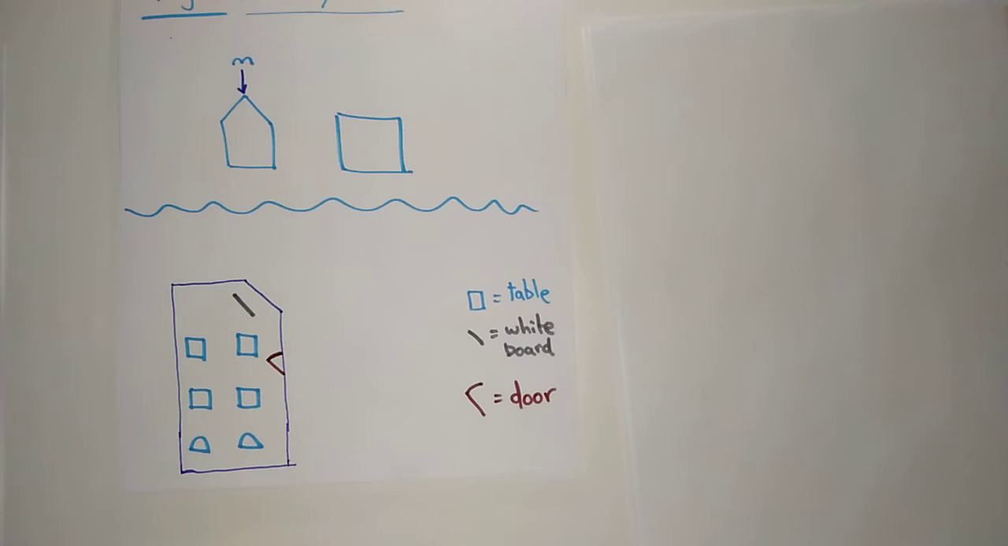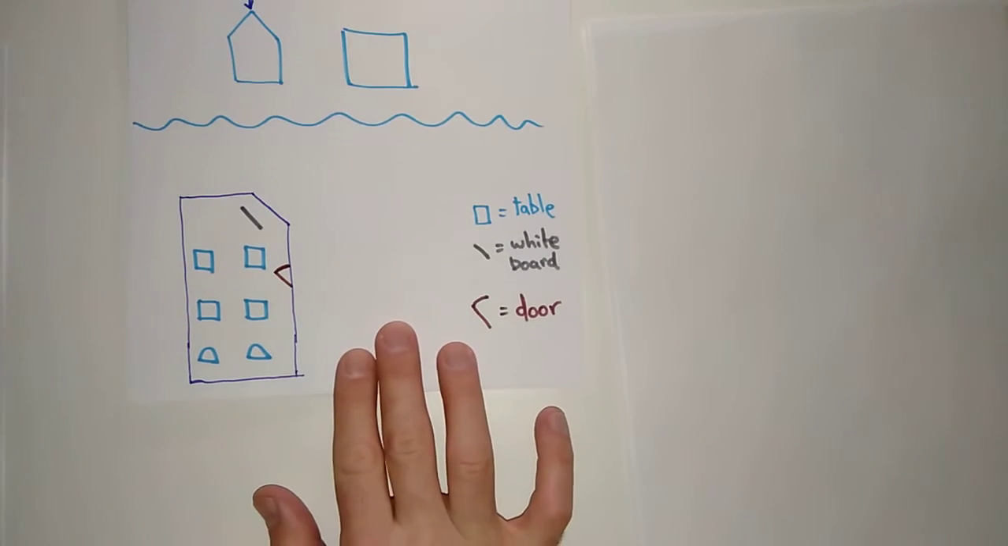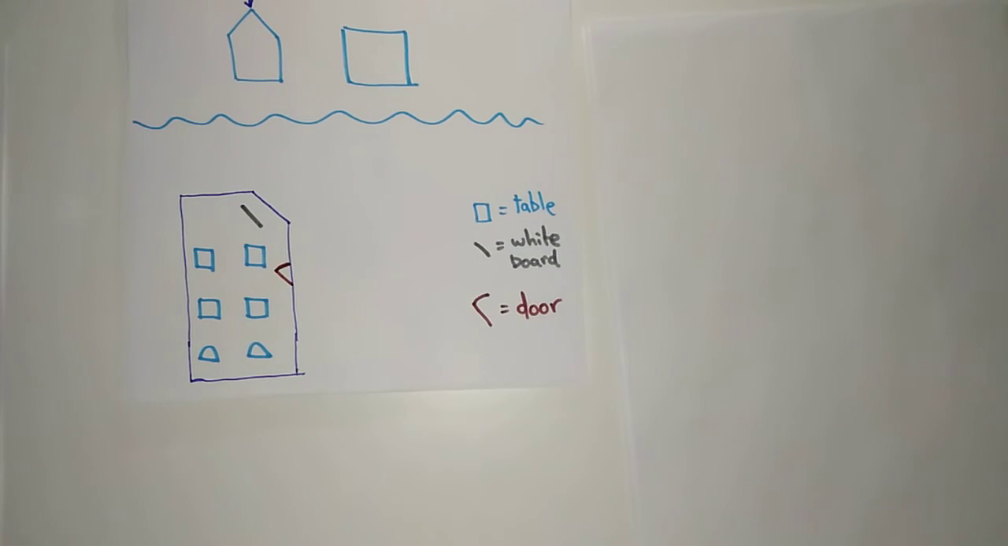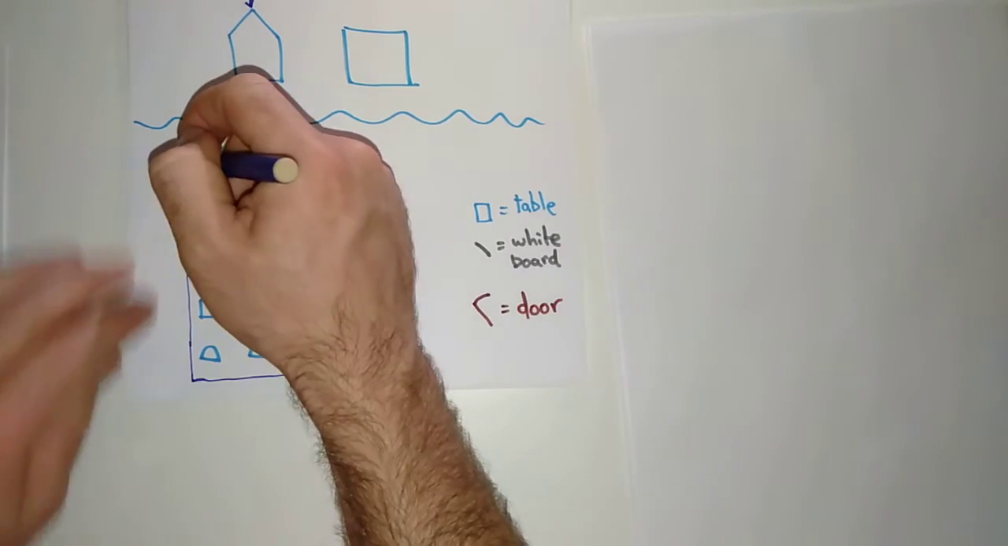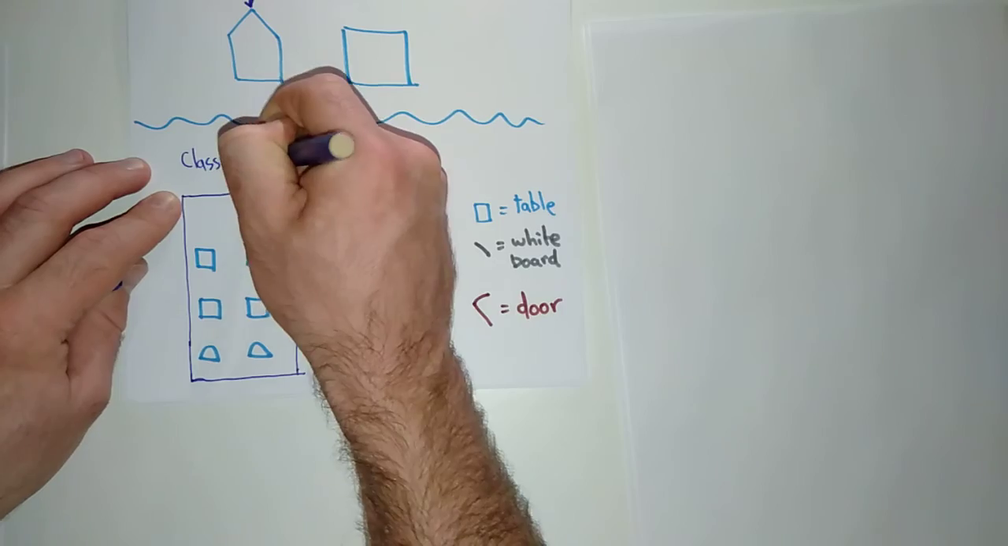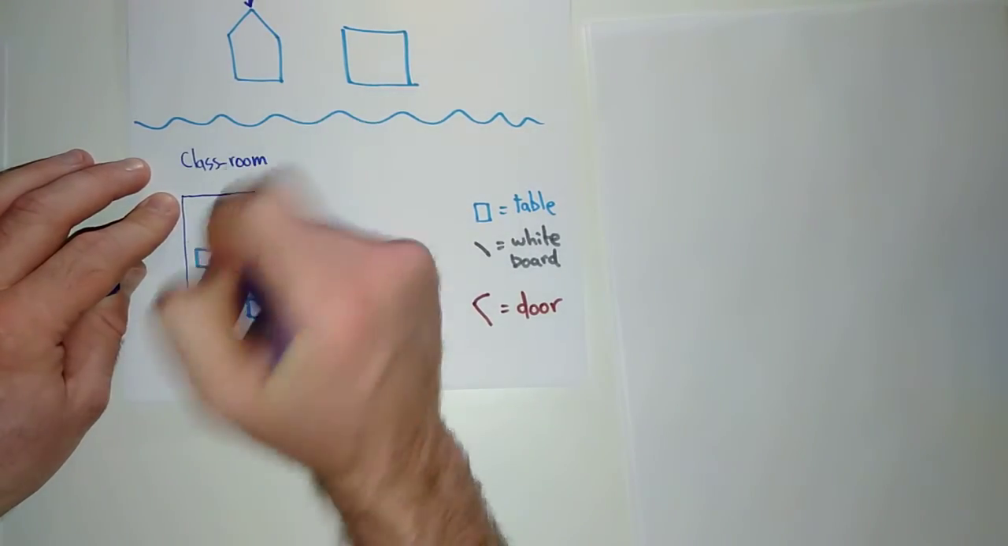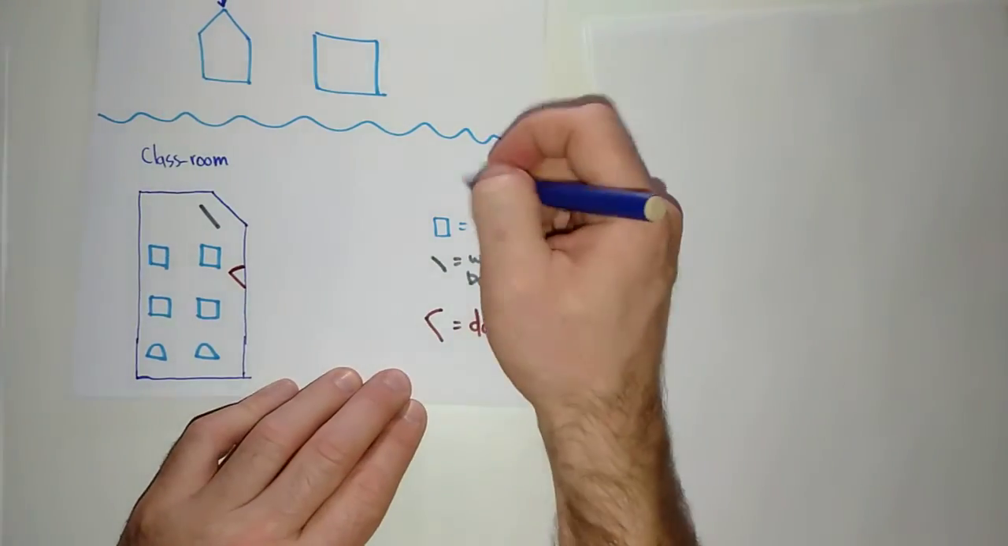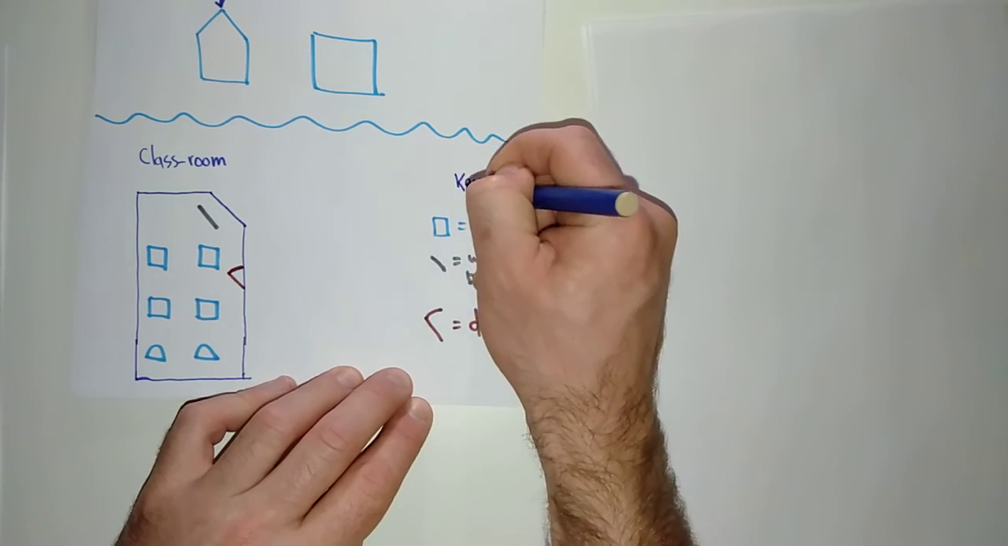Okay, now what your task is going to be is to create a map a bit like this. I should label this map. So classroom, oh, that should be one word, sorry. Classroom, and I'll even call this a key.